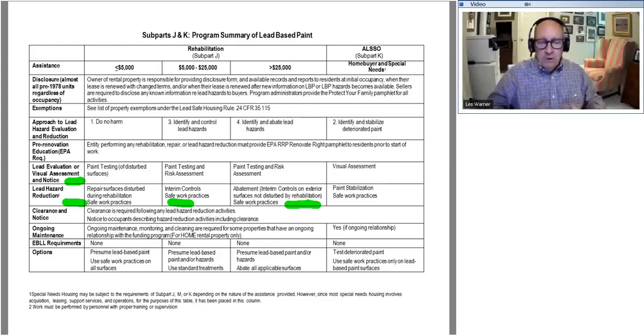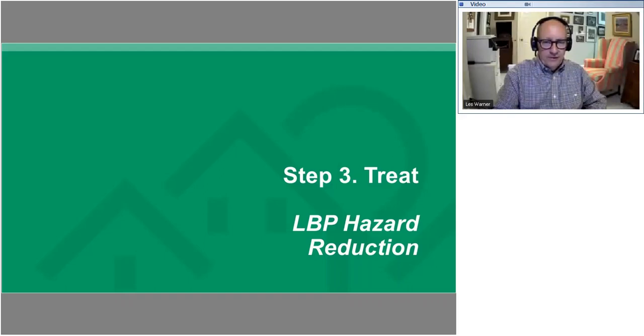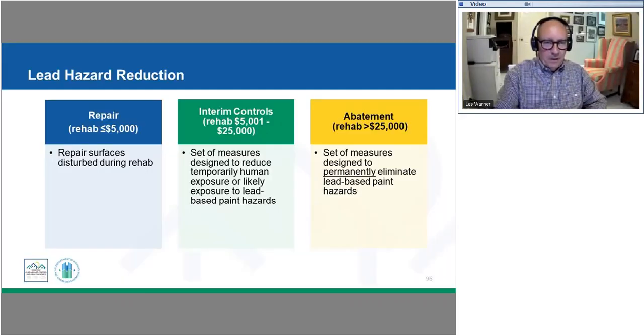We have permanently encapsulated it, essentially, and so that will qualify. We'll talk more about that as we go through this next section. So again, this is pulled right out of that chart that we were looking at.